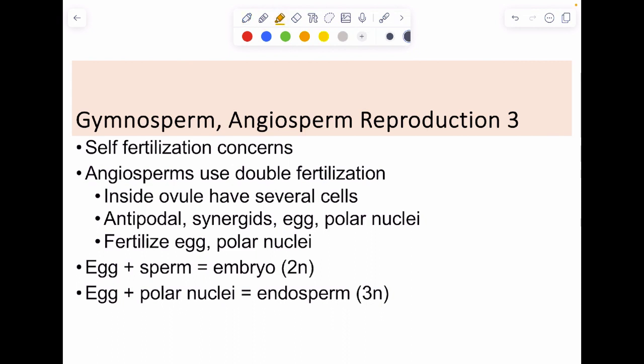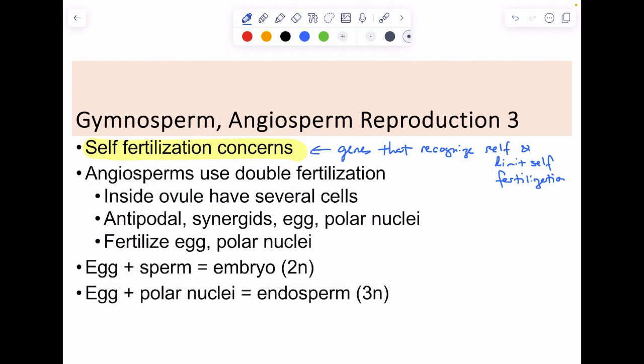A lot of plants, not all, but a lot, are capable of self-fertilization, but even then, there's still concerns over it. So there's a series of genes that can recognize self and limit self-fertilization. So it's possible, but after a while it starts to stop.